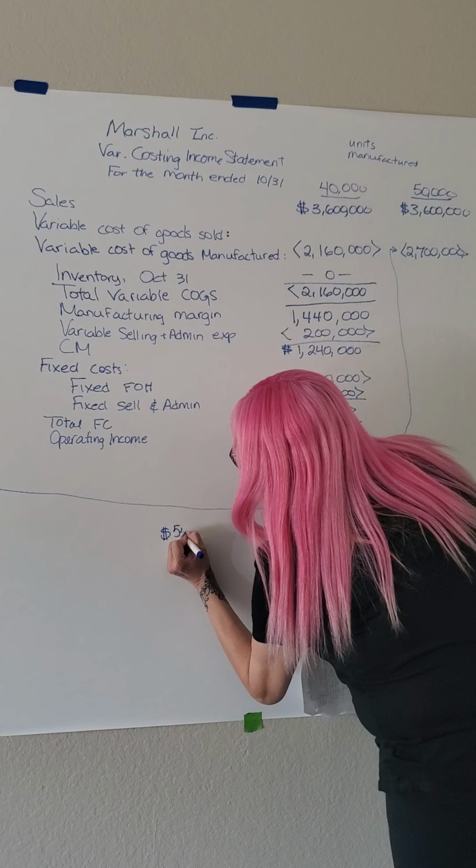And then they have us look at our fixed selling and administrative costs and our variable selling and administrative costs. So the problem, we're going to do the absorption costing. We're going to do it at 40,000 units. That's where they started off, and that's where all of our numbers are coming from.